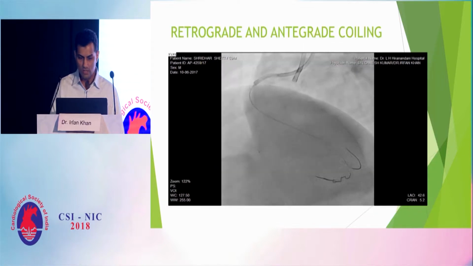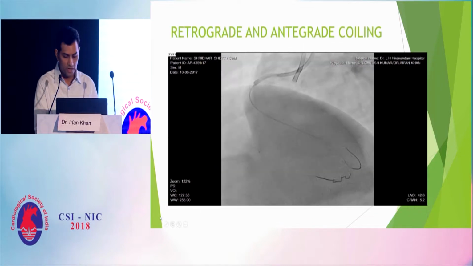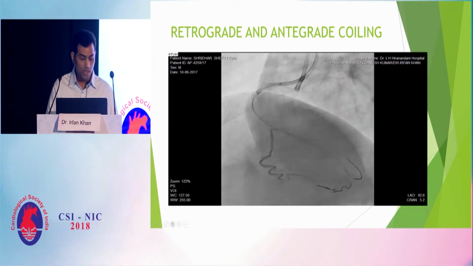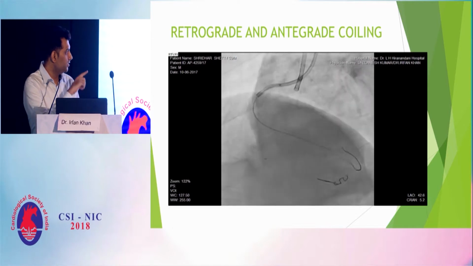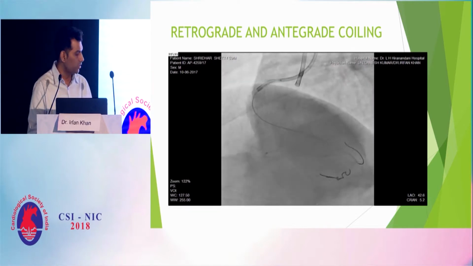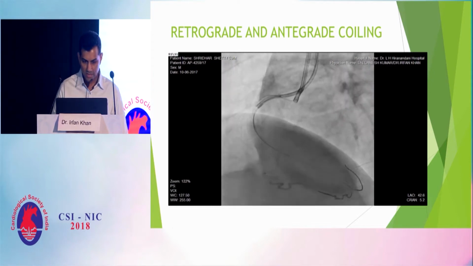So immediately what we did was we tried retrogradely to put the microcoil, and we successfully put the microcoil. And then we tried a tip injection. In the tip injection, you can see that at the end there is still some kind of extravasation of dye into the pericardium, probably the pericardial cavity.